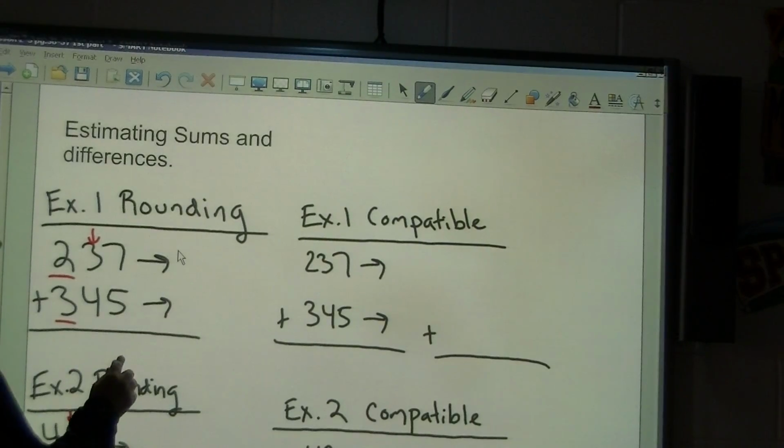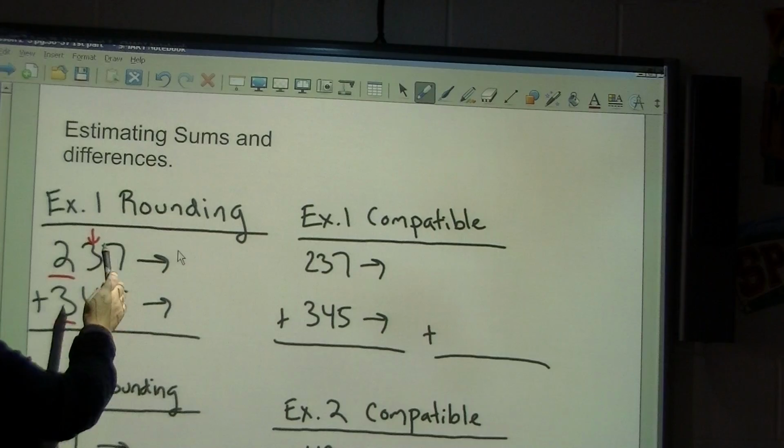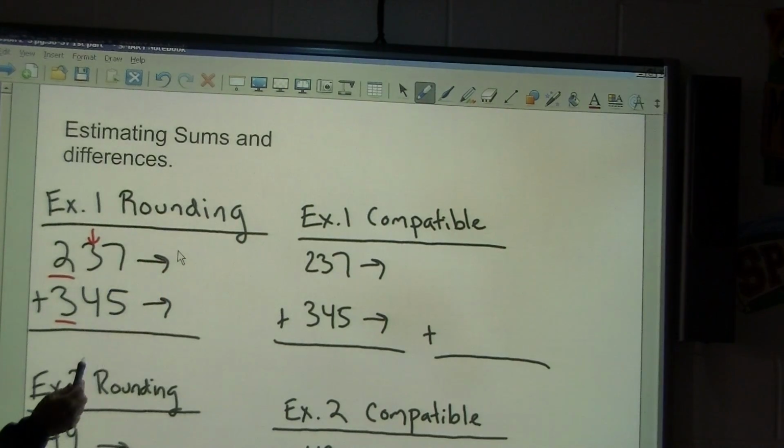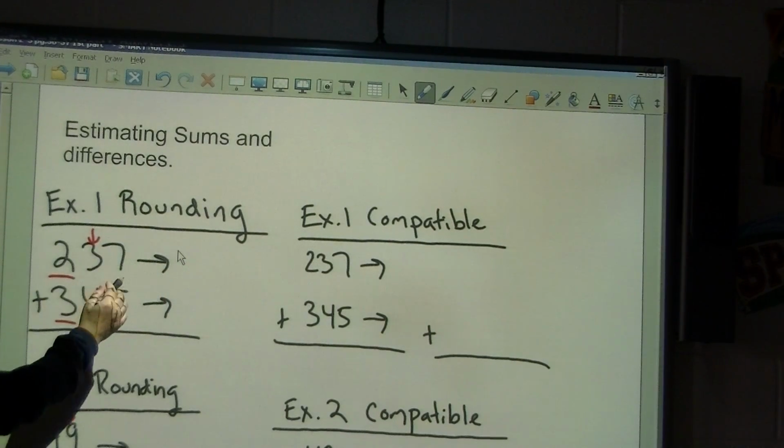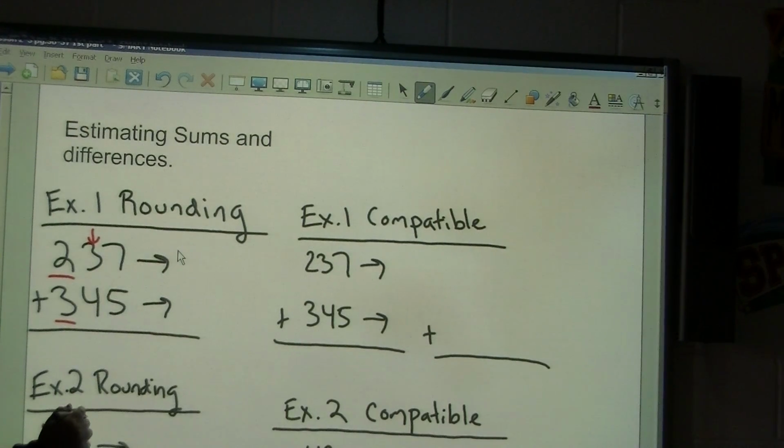Grade, we're going to start with some examples here. So copy estimating sums and differences down and put example number 1 here for rounding. Okay, and we have 237 plus 345, and we need to round these numbers. If they don't tell you where to round, always go to the greatest place.